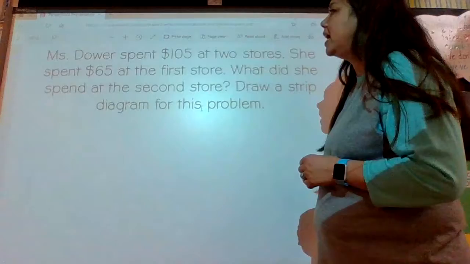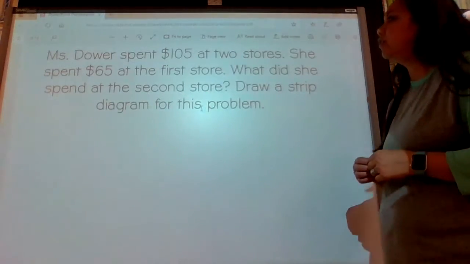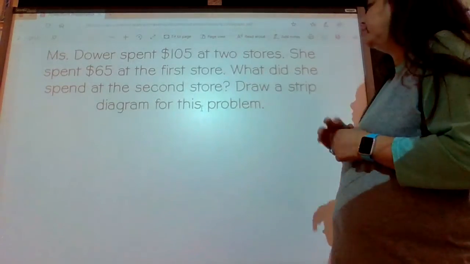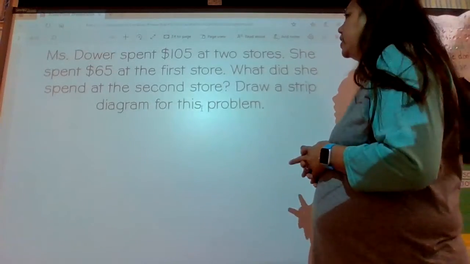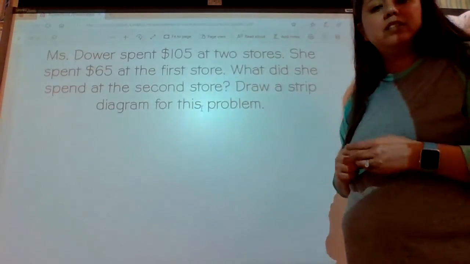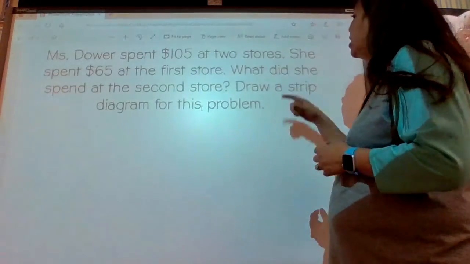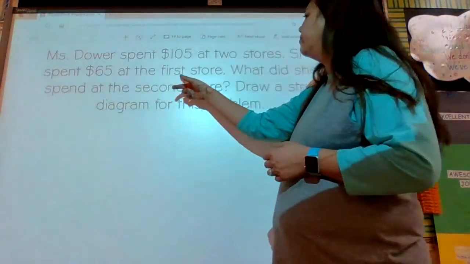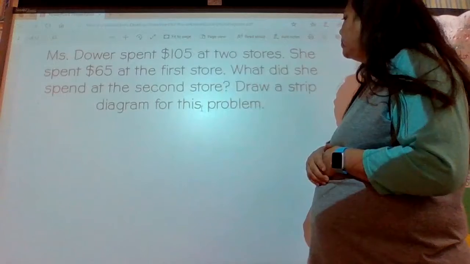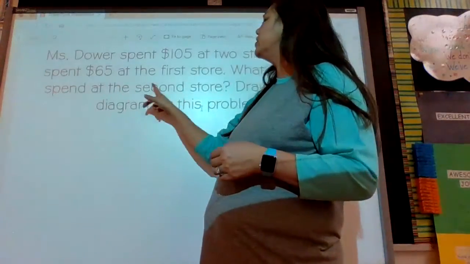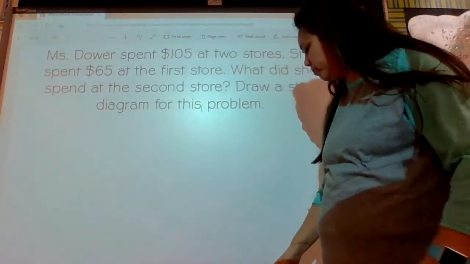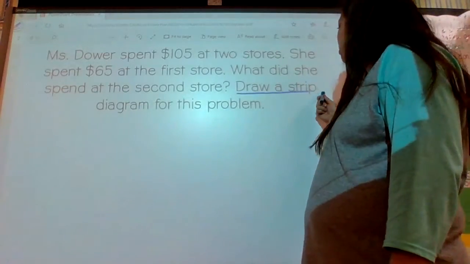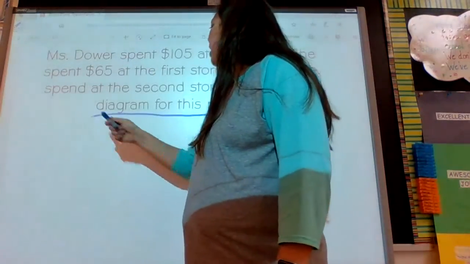This one says, Miss Dower spent $105 at 2 stores. So already I'm thinking about going in stores and buying maybe Christmas gifts because of this time of the year. She spent $65 at the first store. What did she spend at the second store? Draw a strip diagram for this problem. So we're going to have to draw a strip diagram.